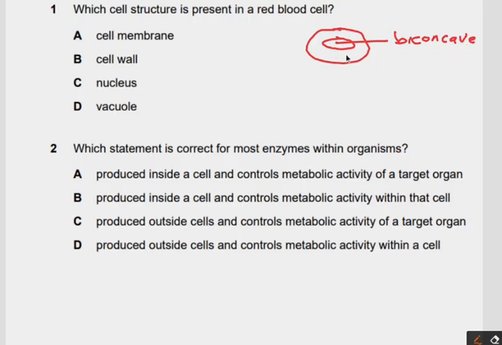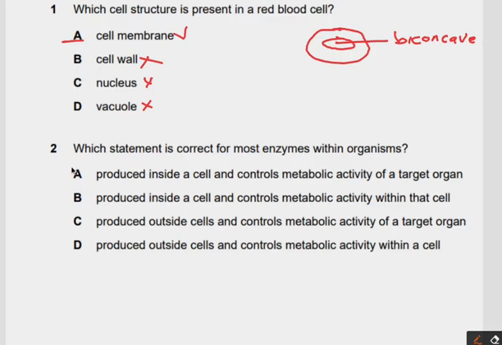You're going to find that the red blood cell lacks the nucleus, so it doesn't have the nucleus. Of course, the vacuole is found in the plant cell, but it's also found in animal cells, but in a small amount, so it is insignificant. Then the cell wall is also present in plants. Therefore, the cell membrane is present in the red blood cell. So our answer is going to be A.